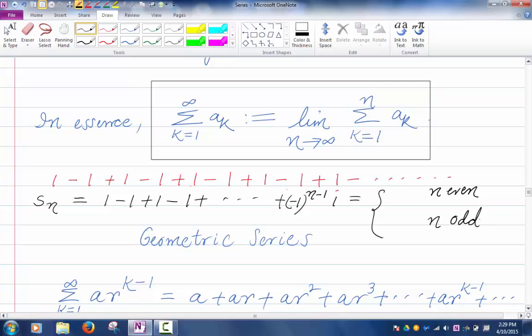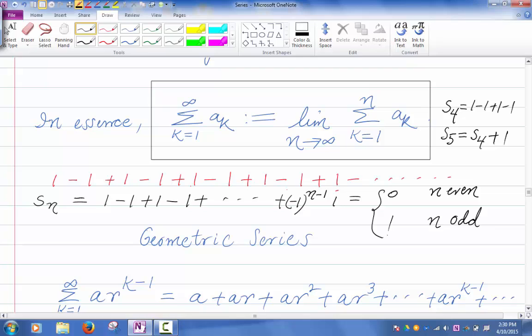So depending on whether n is even or odd, let me make sure I write it down again. What is, for example, S4? S4 would be 1 minus 1 plus 1 minus 1, right? 4 terms. Do I get 0? Yes. So are you going to get 0 for S6? Yeah, whenever n is even, you're going to get 0. Now, what is S5? S5 is S4 plus 1, right? Which is going to be 1, right?